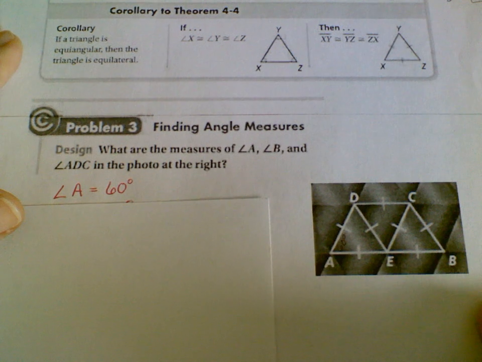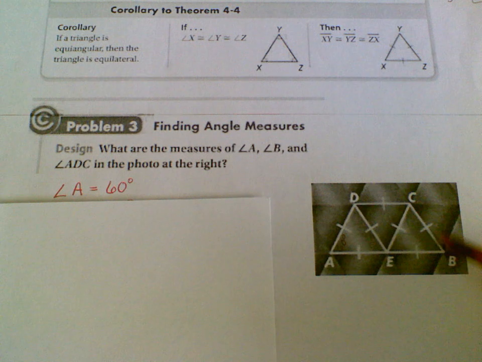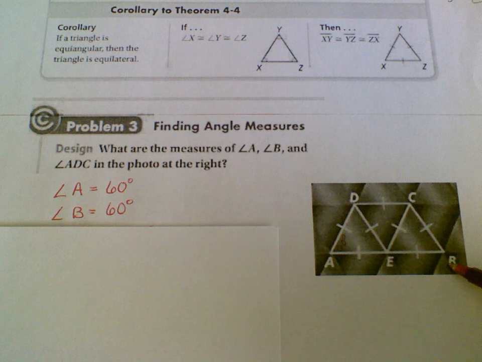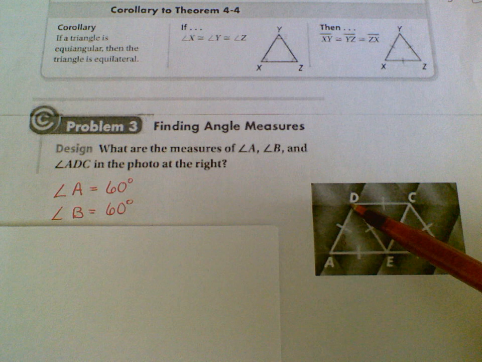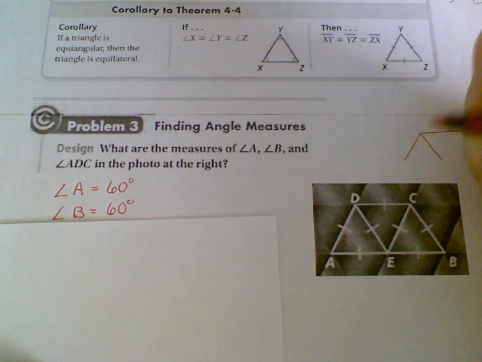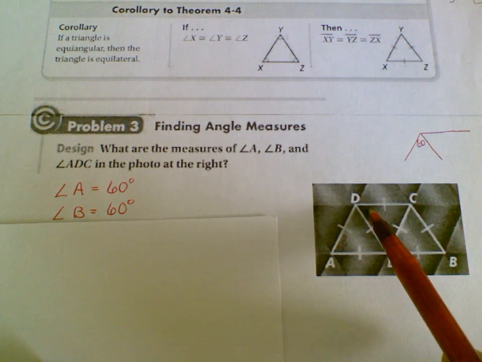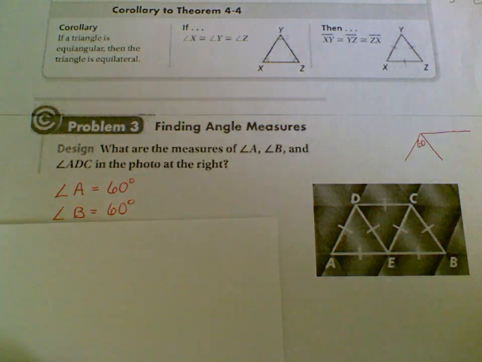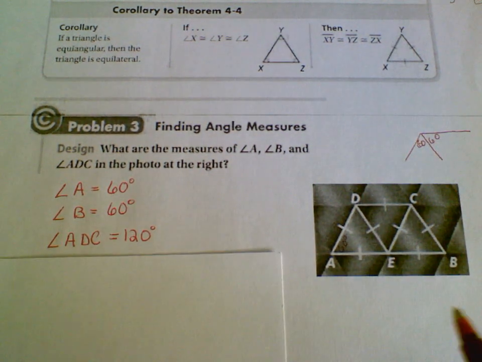The same thing could be said for angle B, because if I look at this triangle that's just on the right, it's also an equilateral triangle, so every angle inside of there is also 60. So I know angle B is 60. Then it's asking for angle ADC. Well, I know that angle ADE is 60. That would be this top angle that I'm writing. And then this angle right next to it would also be 60 because it's another equilateral triangle next to it. So if I just added those two together, I would find angle ADC, which would be 120.